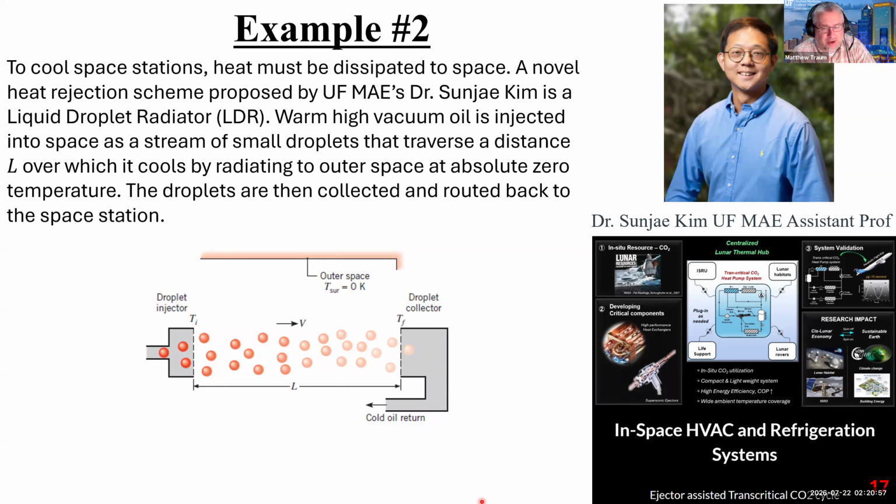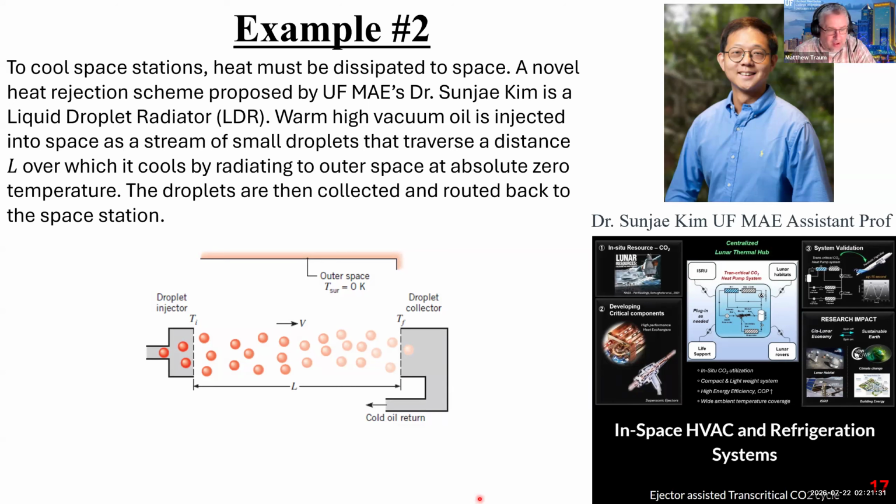And so Dr. Kim proposed this unique heat rejection scheme called liquid droplet radiators, LDR. And what happens is warm, high vacuum oil, so oil that can withstand the vacuum of space without evaporating away, is injected into space as a stream of small droplets that traverse a distance L, over which it cools by radiating to outer space at absolute zero temperature, right?